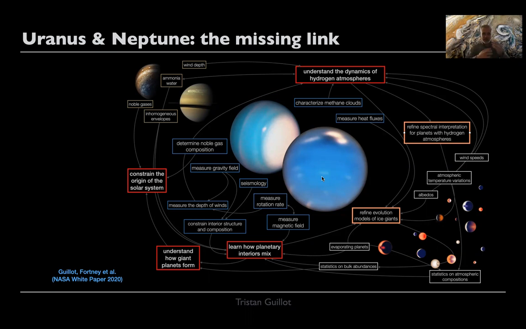So to understand the dynamics of hydrogen atmospheres, learn how planetary interiors constrain the origin of the solar system, and really understand how giant planets form. And this can be applied then to exoplanets. Of course, there's a lot of cross-feed between the fields, but in particular, we will be able to refine our evolution models of the ice giants, in particular the atmospheric models, and this is very important to interpret the spectra that we're getting, and then really understand as a whole these new worlds that we're discovering.